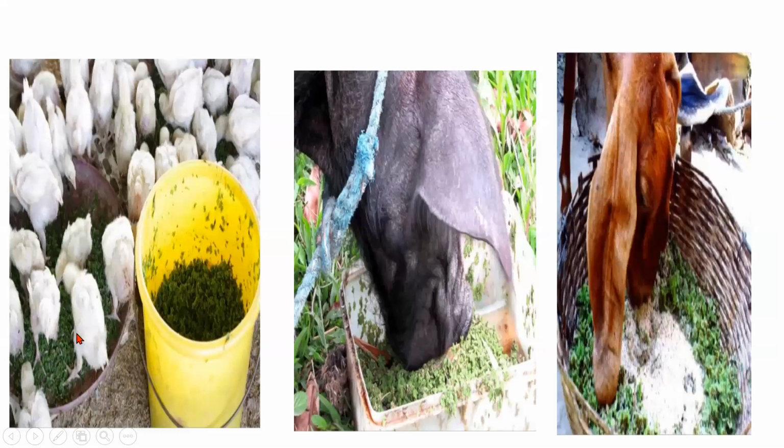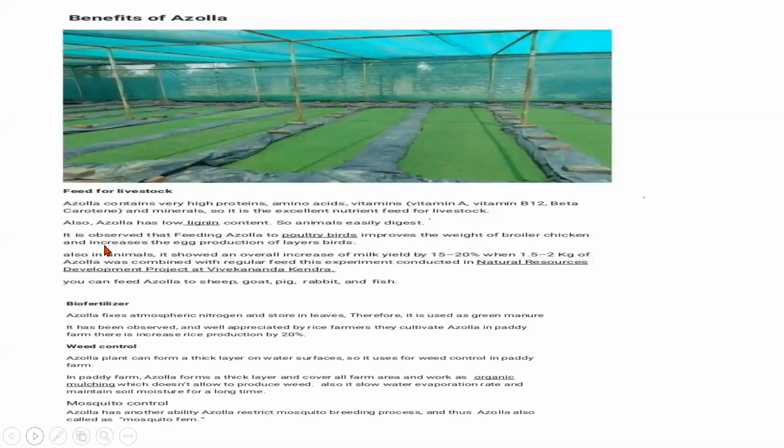This picture shows you how it is used as a poultry feed and cattle feed, for horses, goats, cows and chicks. They can just mix it. It can be eaten directly, or it gets mixed with the cow feed or the poultry feed. A benefit of azolla is as a feed for livestock, because it contains very good essential amino acids which are required for growth. It contains a lot of vitamins. It contains minerals: calcium, magnesium, manganese. An excellent nutrient feed. It has low lignin content.